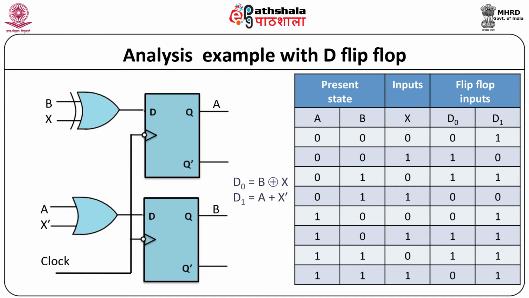On similar lines, one can obtain flip-flop inputs D0 and D1 for each combination of present state, that is 0 1, 1 0 and 1 1, with inputs x equal to 0 and x equal to 1. Now, step 3, that is derivation of input excitations, is complete. Let us move on to step 4.